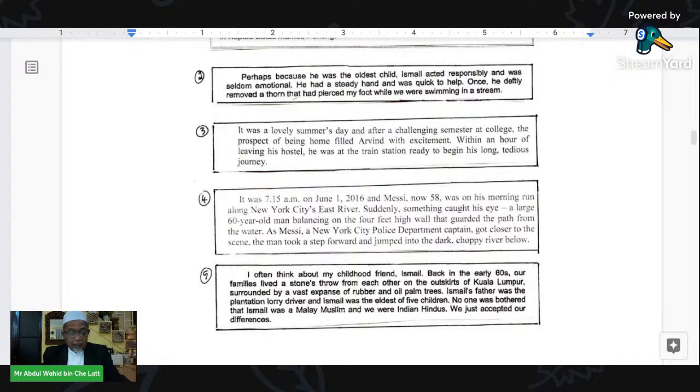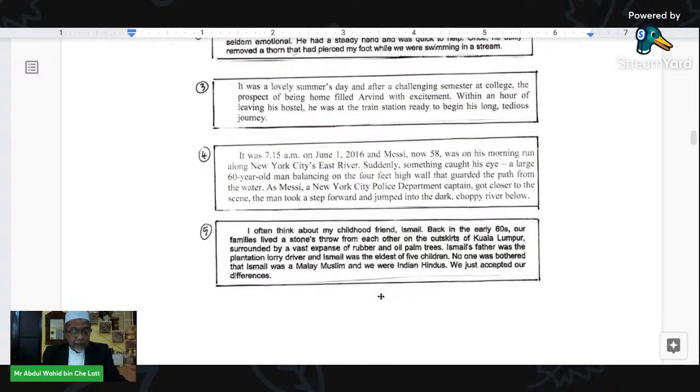He looked at the finite verb was in line 1. It is describing the situation that happens once, at 7:15 a.m. on June 1st, 2016. So it's a narrative description. The last extract, number 5.